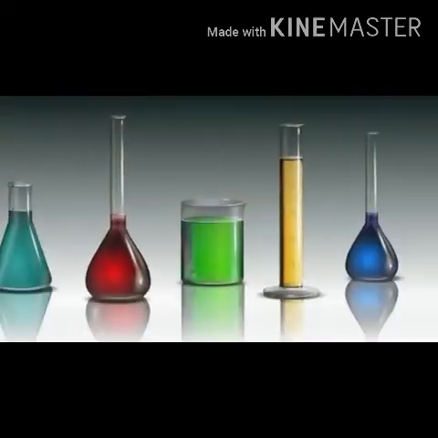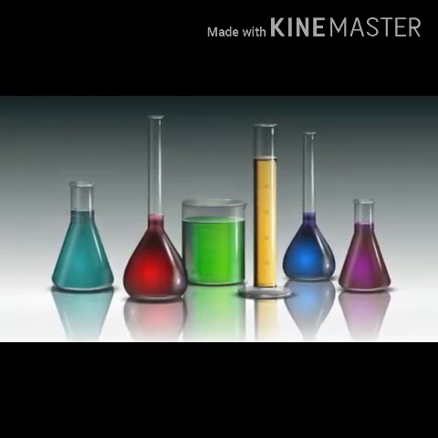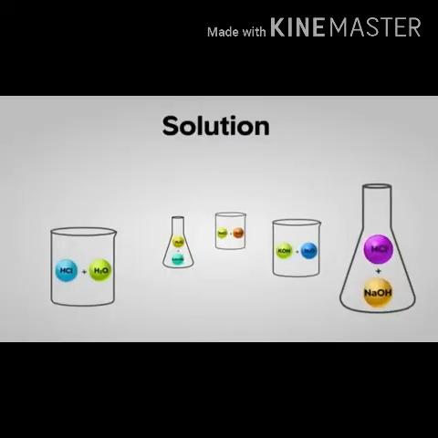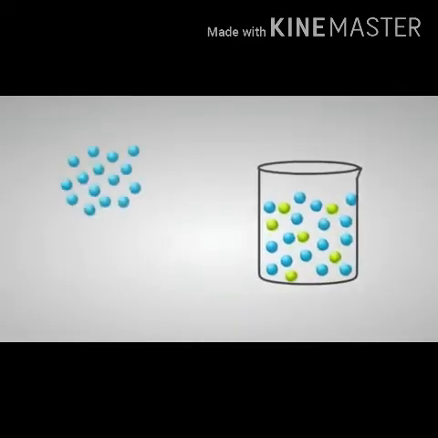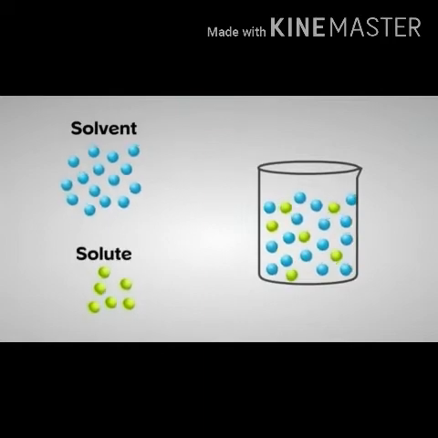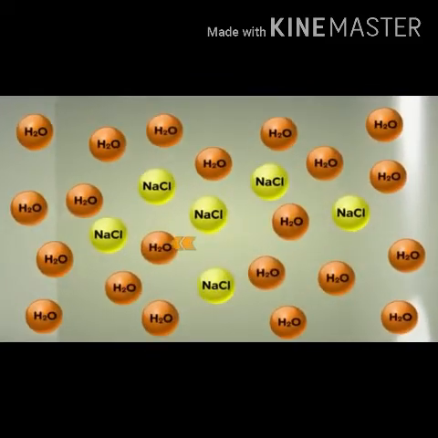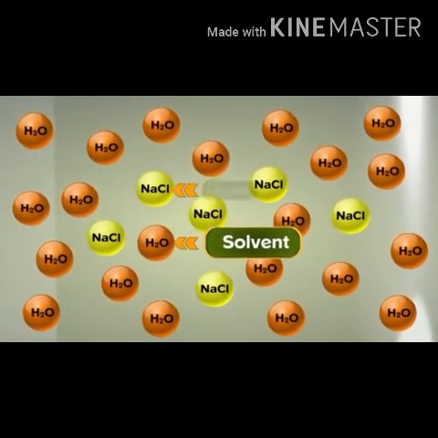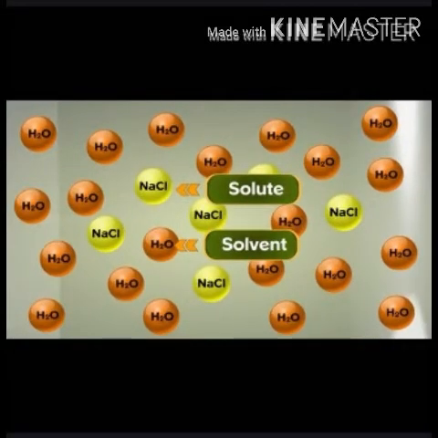A homogeneous mixture is also called a solution. A solution is a mixture of two or more substances in a single phase. The substance in the largest amount is called the solvent and the substance in the smallest amount is called the solute. In the common salt solution, water is the solvent because it is present in the largest amount and salt is the solute because it is present in the smallest amount.